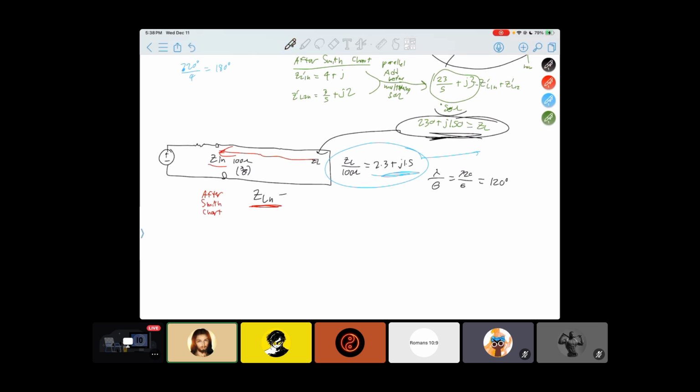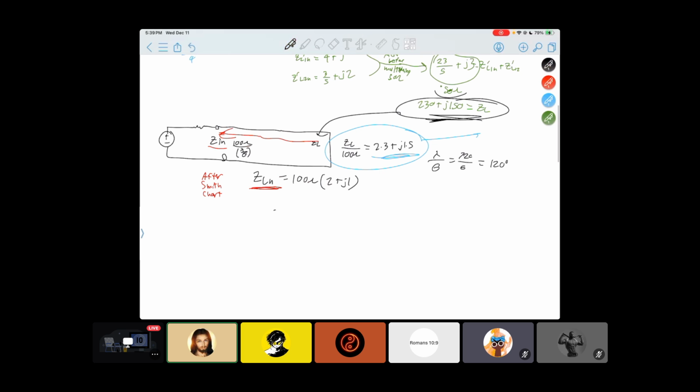And so we have to multiply once again by our impedance. So we have 100 ohms times some number. Let's just pretend it's 2 plus 1j. Therefore, your Zn is simply, it looks like, let's see, 200 plus j100, and that would be our answer.